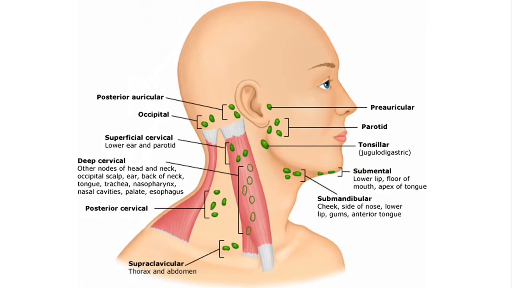These are the lymph nodes of the head and neck, and we have gone through these groups. They are preauricular, also called the parotid, the submental, submandibular, the posterior auricular, the occipital, superficial, and the deep cervical lymph nodes.